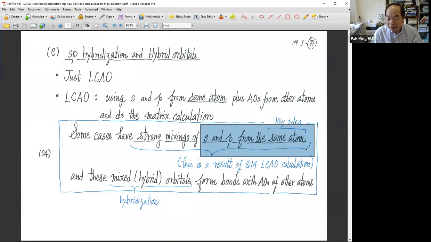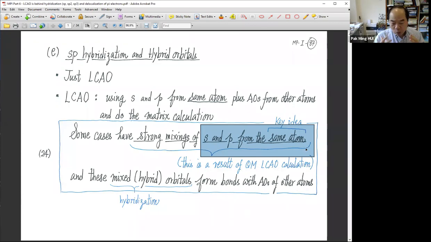The answer is, by thinking about linear combining an s and a p of the same atom first, that will prepare for some new orbitals that will be called hybridized orbitals for bonding with the AOs of the other atoms. The key point is that it is convenient to think about it that way, and a stronger bond will be formed, gaining more energy. Okay, so that is the whole picture.